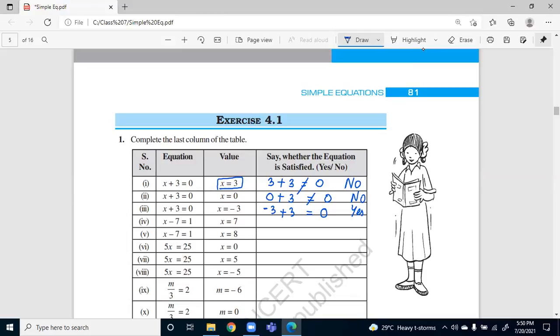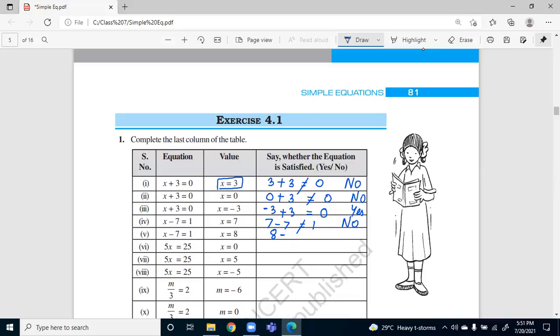Ma'am, the fourth one is wrong. Because x is equal to 7 and 7 minus 7 is equal to 0. Ma'am, and 0 is not equal to 1. So this is wrong. Yes, you are correct. It is no. So you are correct, Rakshita. Yes, Samraj. You want to say for fifth? Ma'am, it is satisfied. Fifth is yes, it's satisfied.